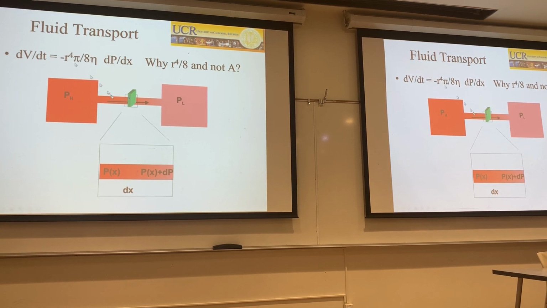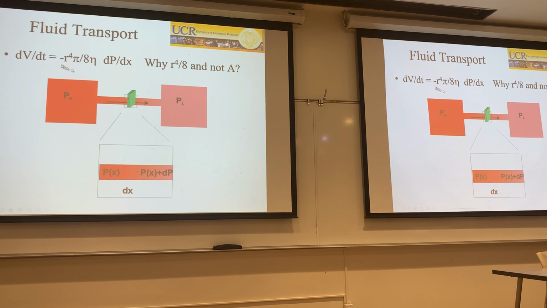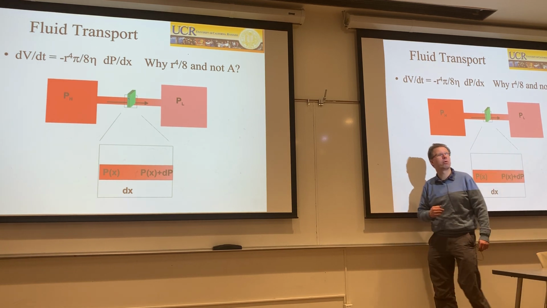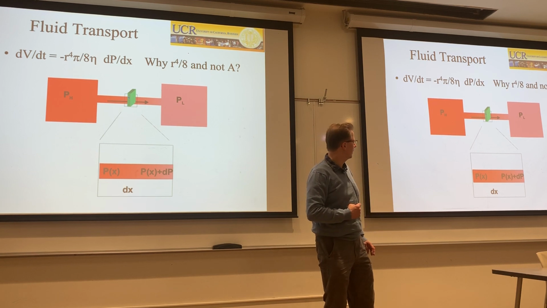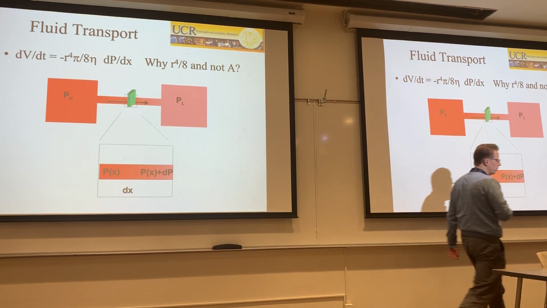And then there is a radius here which goes to the fourth power. Why, let's wait a moment. And then there is a material constant. First it's a pi, 3.1 and so on, divided by 8, and then also divided by eta, the viscosity. Viscosity, like viscous flow, is the resistance, the friction a material has to flow.